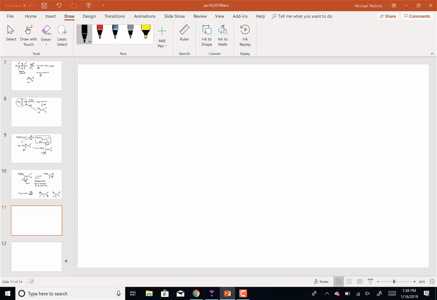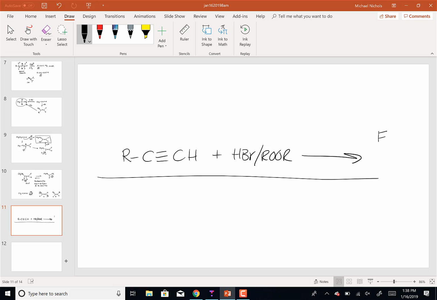So for that reaction, what I would do is I would do this on the front. I would say something like that. Okay. And then on the back, so that's on the front. On the back of that card, I would write this.